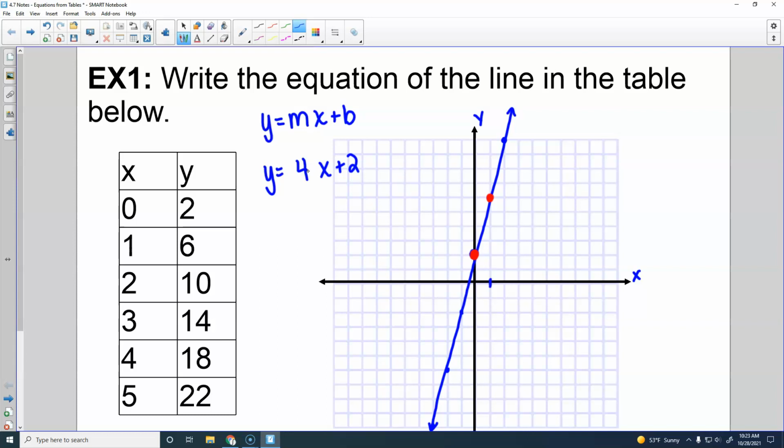Okay, so what we want to be able to do is, of course, go from a table to a graph to an equation, but we also would like to be able to go straight from a table to an equation, because we're going to start to see some where we're not going to be able to graph them because our numbers are too big, and some where we don't have the graph there for us, so it's going to be harder to graph them. So let's start to think about how we could go from the table to the equation.